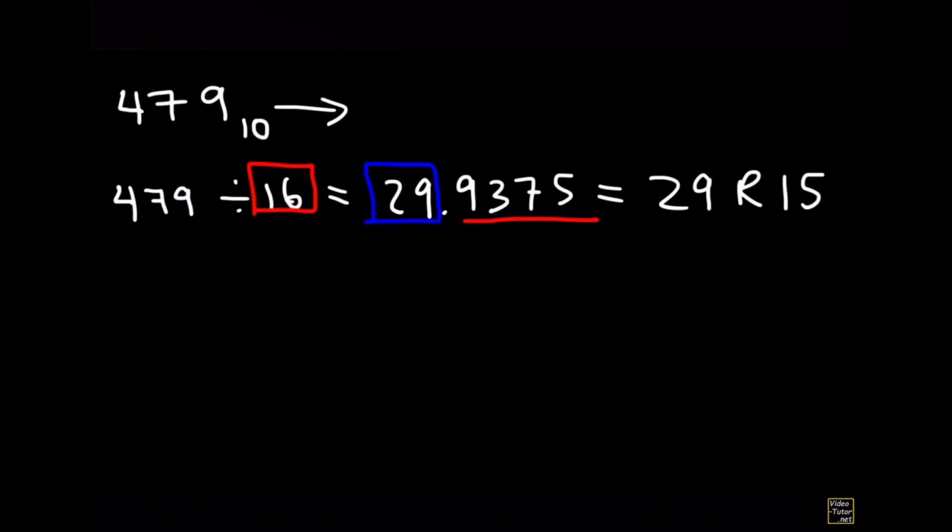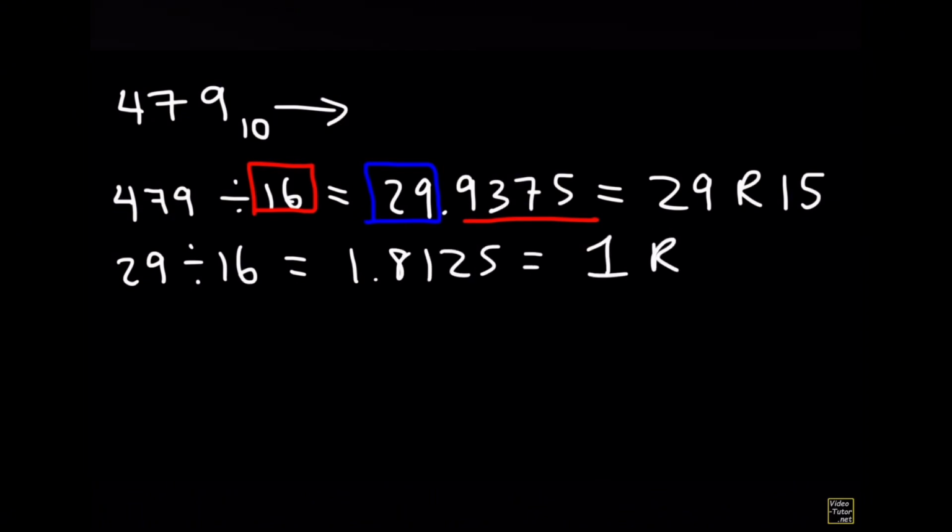Then, you start with this number 29 and divide that by 16. 29 divided by 16 is equal to 1.8125. That's 1 remainder. And to find the remainder, multiply 16 by 0.8125. And so that will give you a remainder of 13.